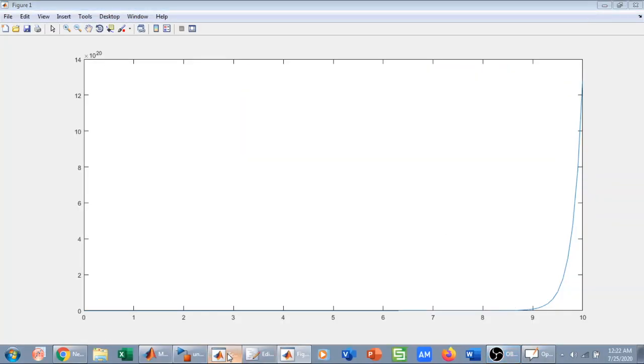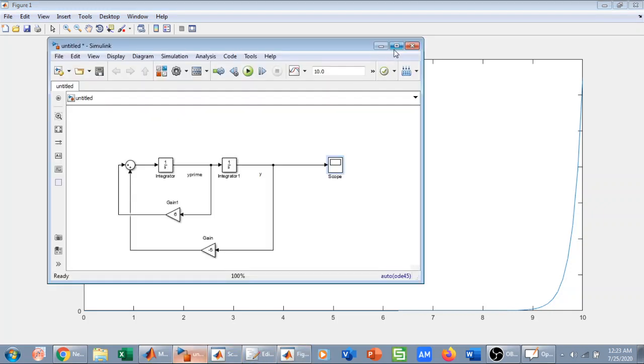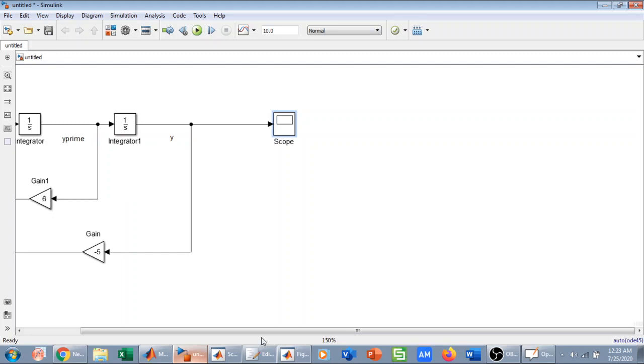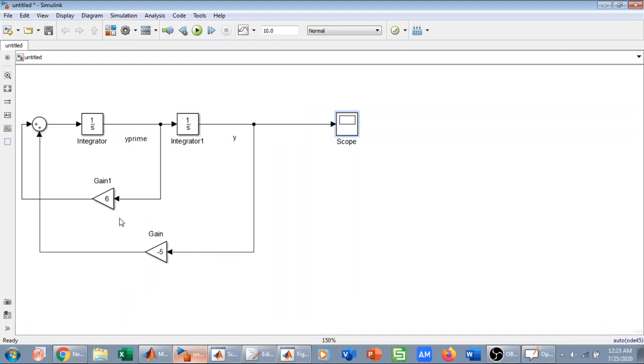So this was my model, this was my Simulink model. If you want to increase its size, I can simply press Control plus plus. Control plus plus is going to increase its size. It is going to zoom in.